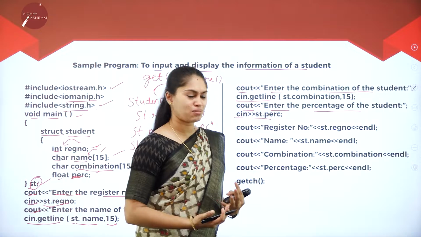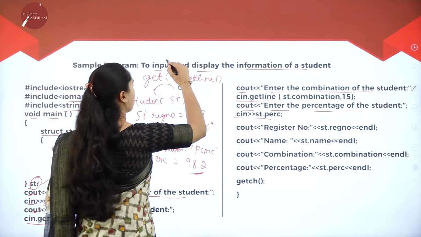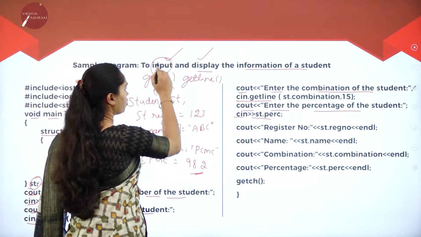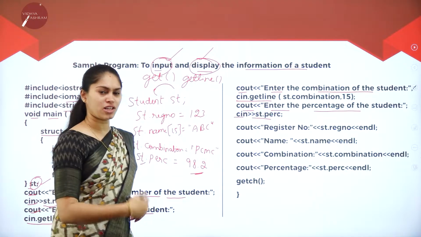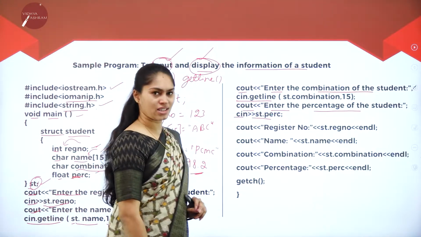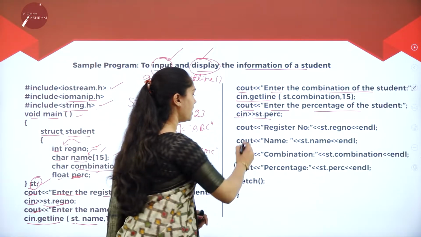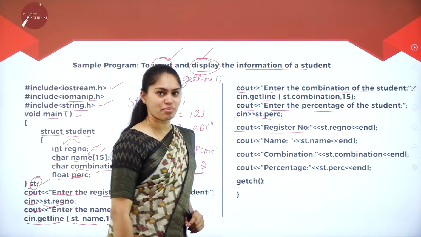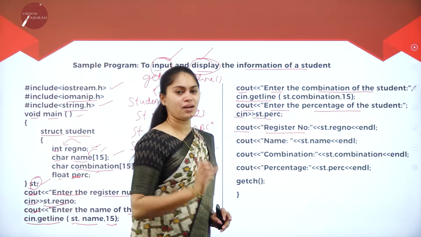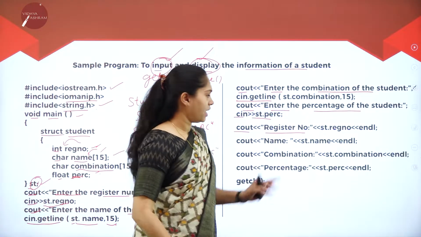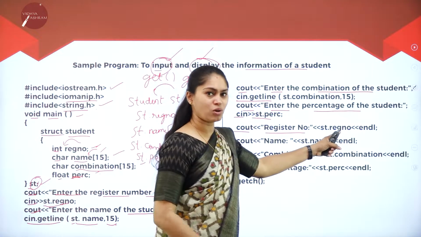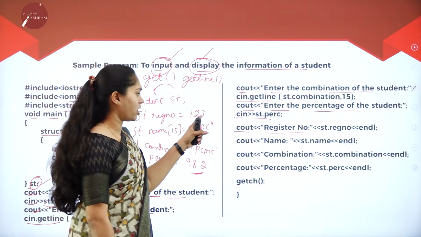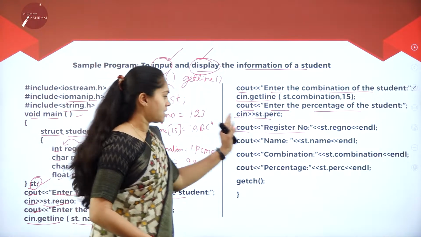Now I wanted to display. So what is my program? I wanted to take an input, and I wanted to display. So we are done with the input. I wanted to give the output of the student information. How are we going to do that? Here, cout register number, where the register number has been stored, that is in the variable called st. So if I am using st.register number, what will it return? What we have in st.register number, that is 123, will be displayed here.